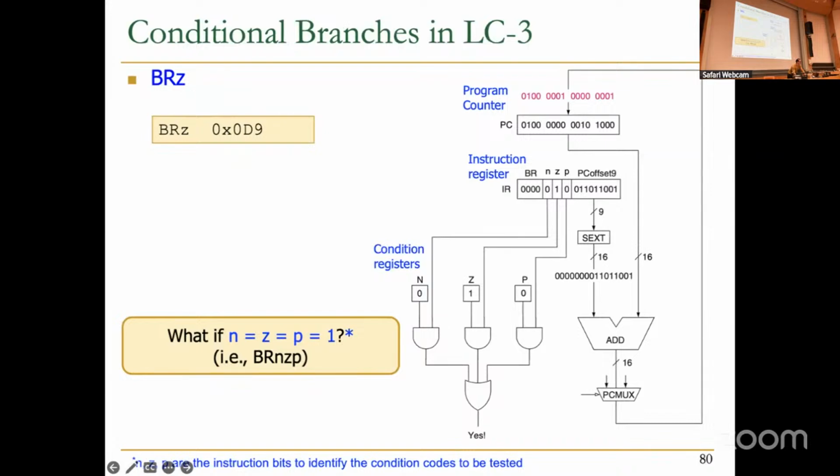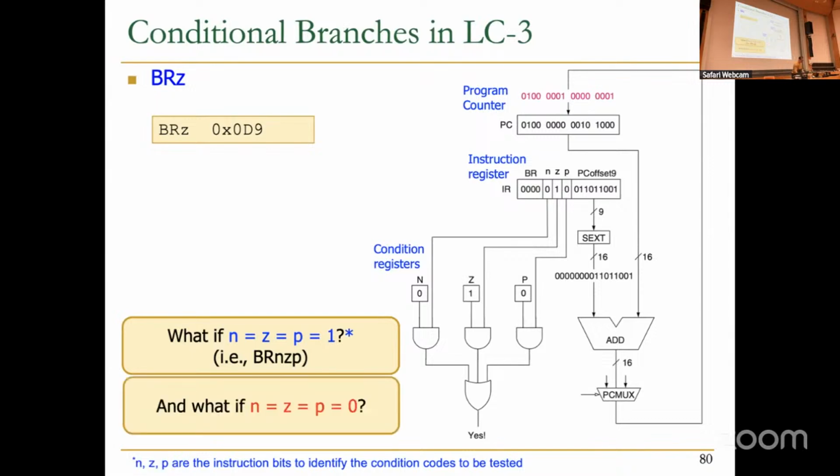Yes. Well, the capital N, Z, and P, there must always be one that is one. Yes, it is always one. Exactly. Basically, you always take the branch. Now, if this is the branch that you encoded, this is an unconditional branch at this point. Even though you're testing all the condition codes, you should take the branch. Now, there's another game you can play. What if N, Z, P are all 0?